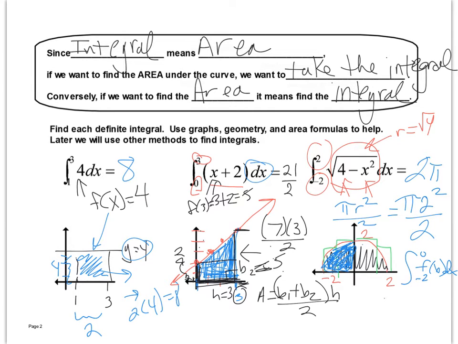I have to use a quarter circle. So pi r squared, that's 2 squared, divided by 4. Hey, it's just pi, or half of what we got before, right? Instead of 2 pi, it's pi. So you can do other areas based on the formulas.